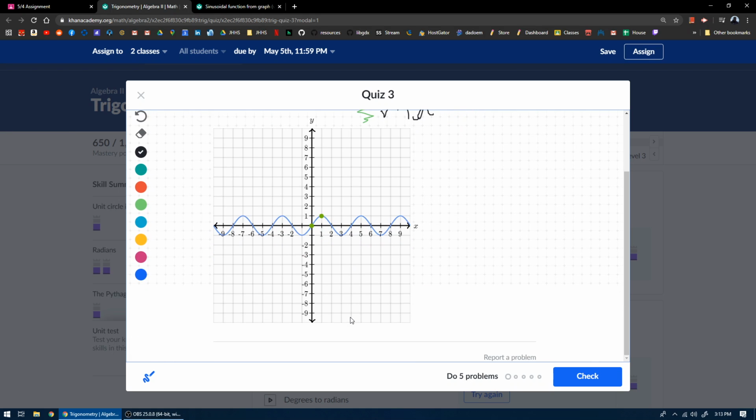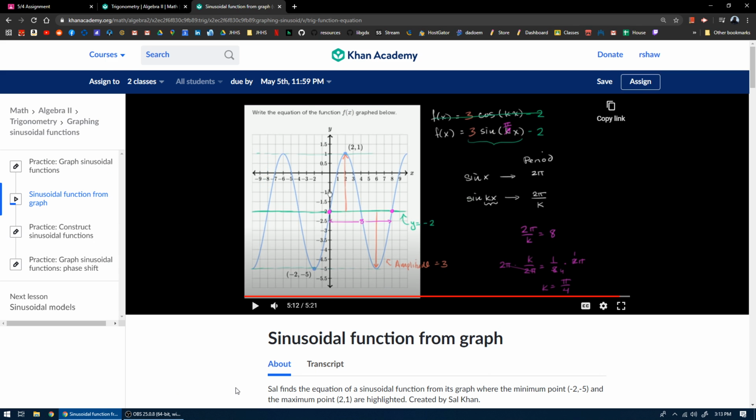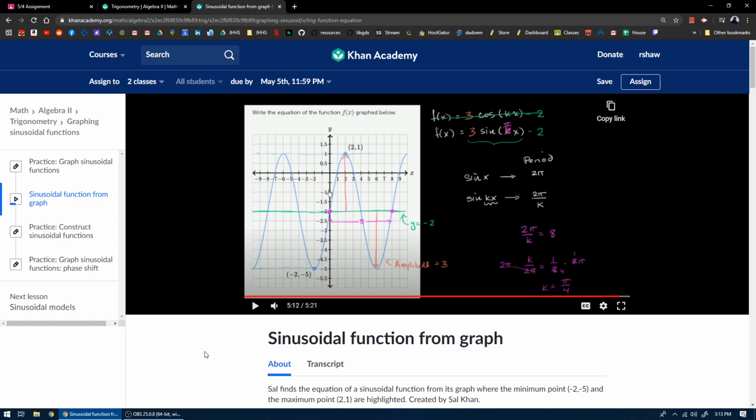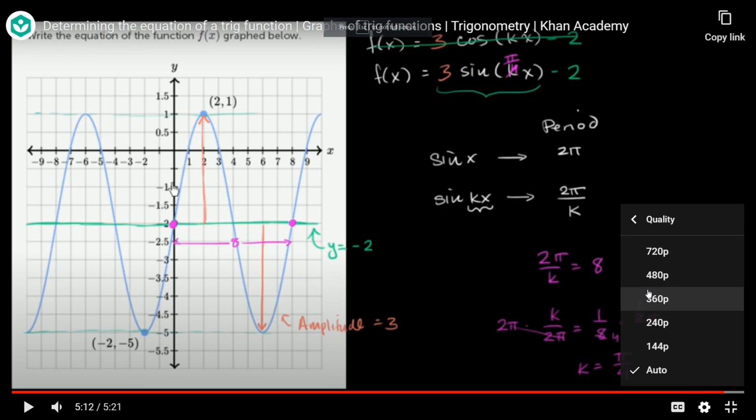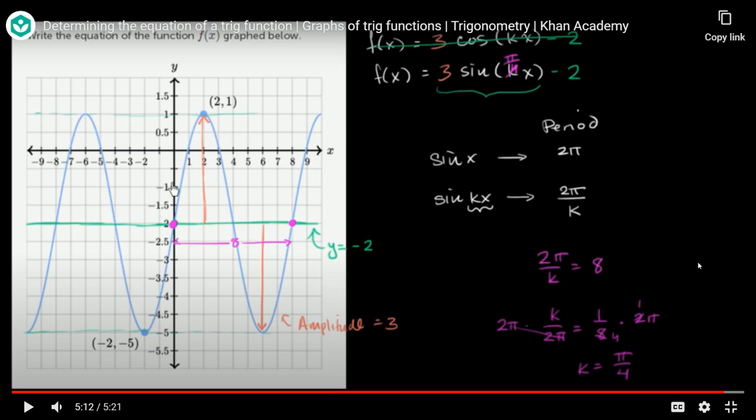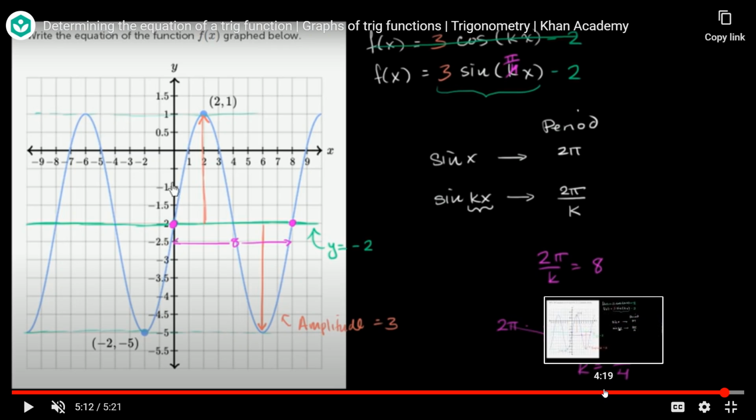I really like this Khan Academy video right here that tells us how to find the period given this graph. We could use this method in the opposite way. This is, given the graph, find the period. We want, given the equation, find the period.